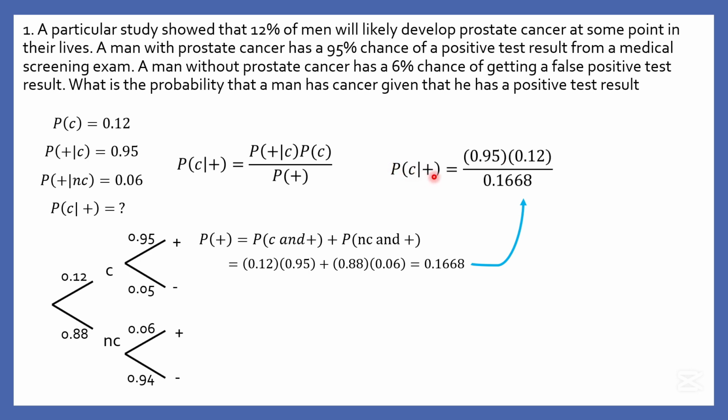Now with this value, we can plug it into the formula again, with the probability of a man having cancer given he has a positive test result equal to 0.95 times 0.12 over 0.1668. And the answer is 0.683, or 68.3%. And that is how you use both the conditional probability formula and the Bayes theorem.